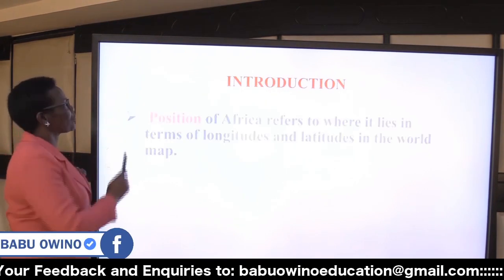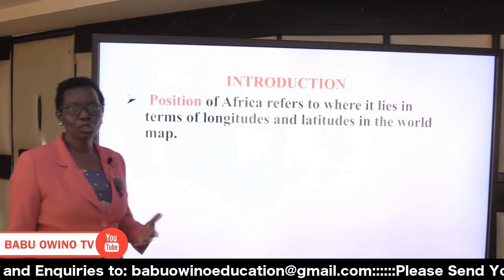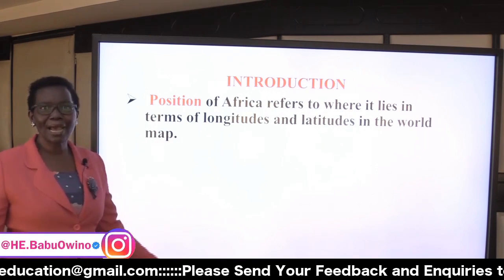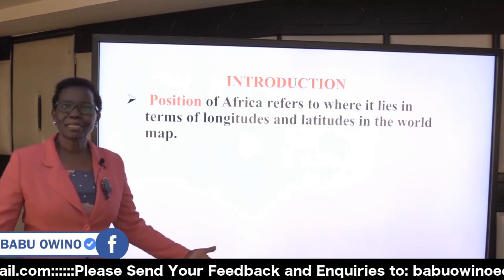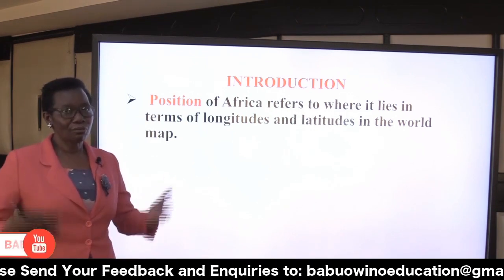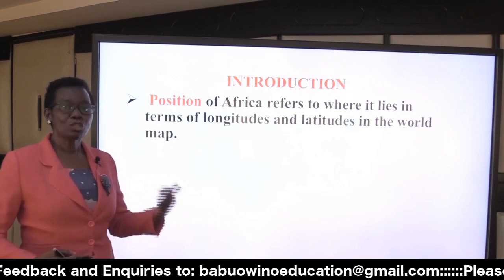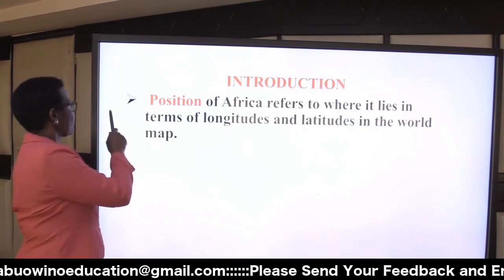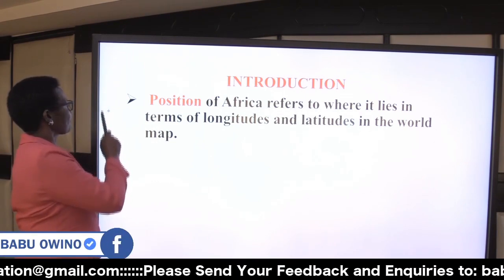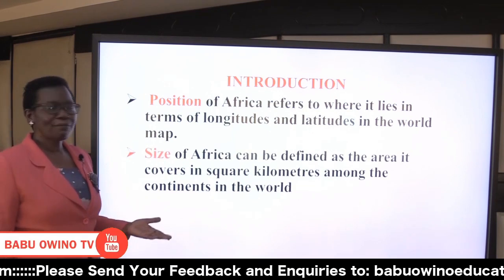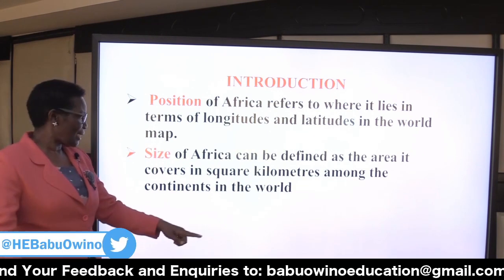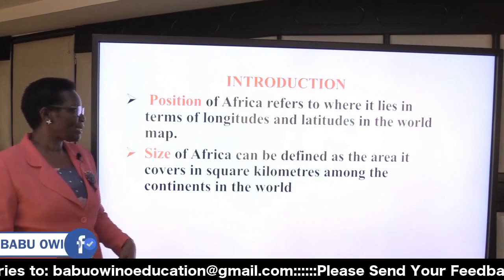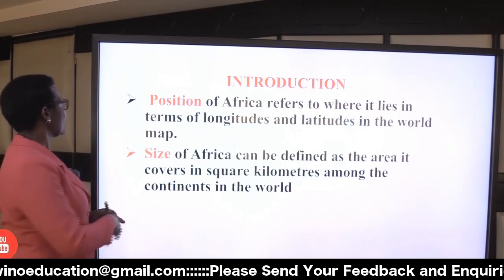So as we introduce the lesson, I can say the meaning of position once again, because you've learned it earlier. Position of Africa refers to where it lies in the world, in terms of longitudes and latitudes. You have already learned longitudes and latitudes in Class 6. So we are looking at Africa in terms of longitudes and latitudes on the world map. When we talk about the size of Africa, we mean the area it covers in square kilometers in the whole world.